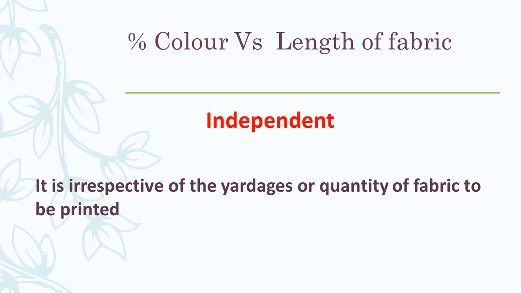Suppose 1 meter fabric length is there, 10 meters is there, 100 meters is there, 10,000 meters is there. Whatever print paste you are going to prepare, that only will get applied on the given length of fabric. So you will get the same depth. So it is all about print paste quantity. Whatever print paste quantity you want to make, 10 kg, 100 kg, 1000 kg, based on that you will have to take the dye quantity. I hope it is clear. It is independent of the length of fabric.